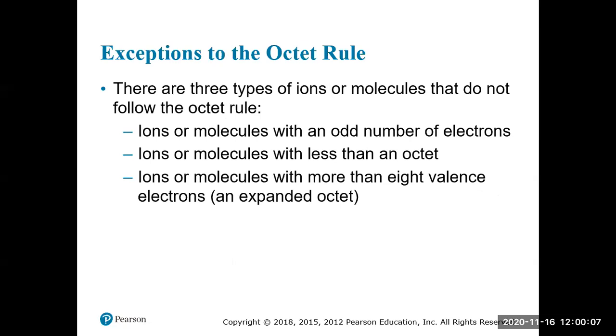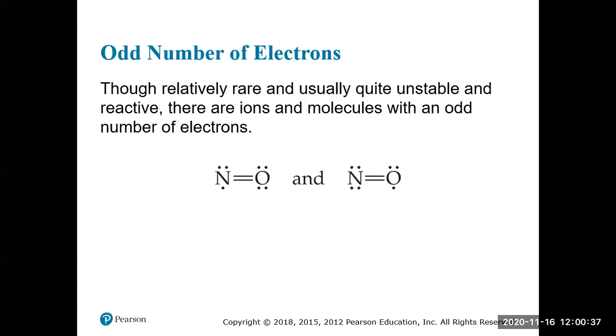So the octet rule works fairly well. There are exceptions to that, and we'd like to go over a couple of those exceptions. One is you can have ions or molecules with an odd number of electrons. Another one is sometimes you have less than an octet, and then other times you have more than an octet. And so when you have more than those 8 valence electrons, that's called an expanded octet. So let's talk about those for a few moments.